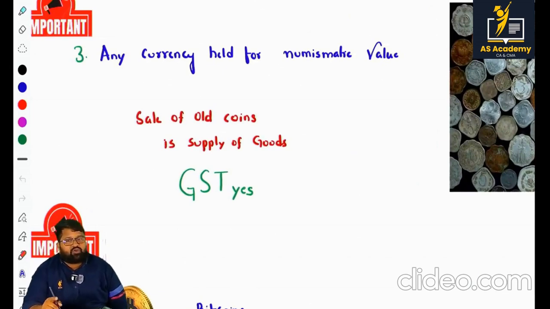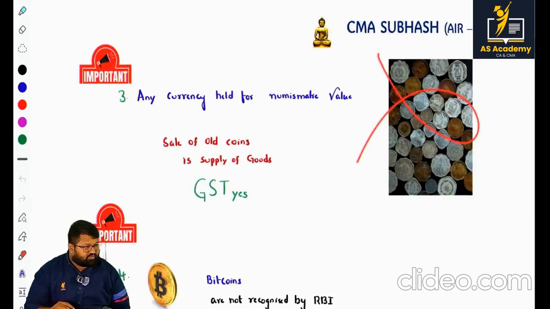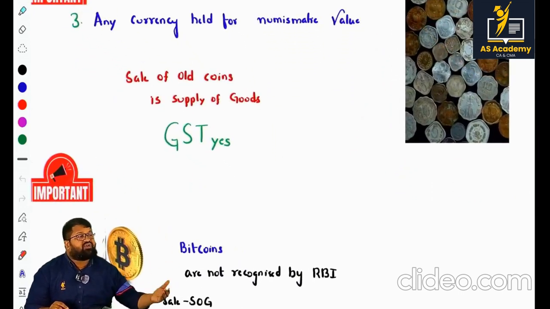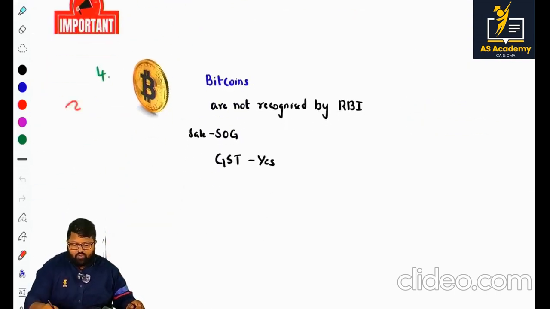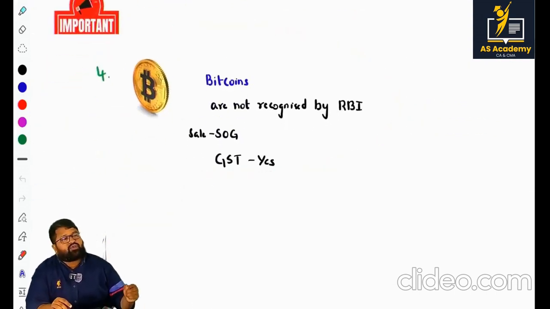Any currency held for numismatic purposes. Is it currency in circulation? No, they are not in circulation. So automatically they are outside the coverage of money, and on that supply there is GST. What about the next one? Not recognized by RBI. Because it is not recognized by RBI, money means only that which is recognized, basically.